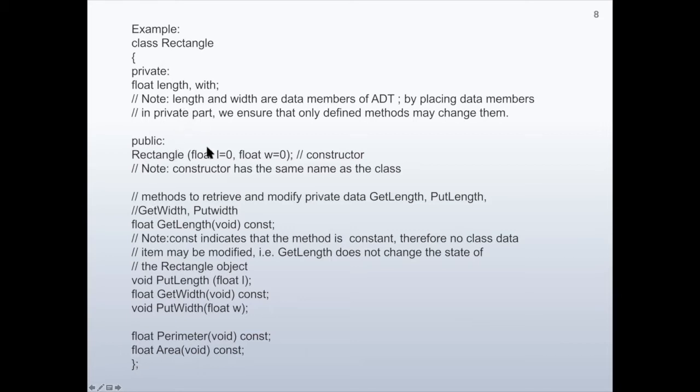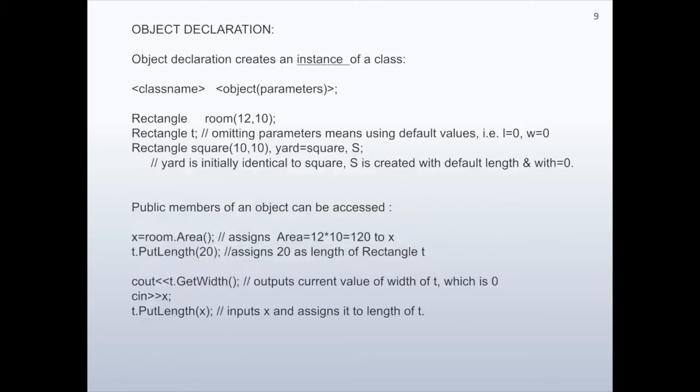This should be implemented, and you can do it as an exercise. For the object declaration, we have the class name and then the name of the object, and the parameters are provided. By the object declaration, an instance of the class is created.